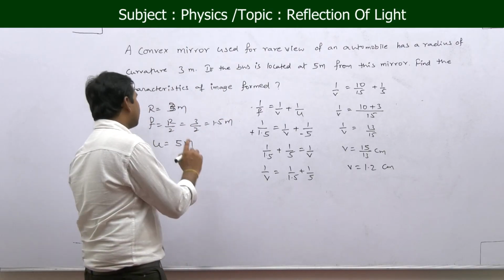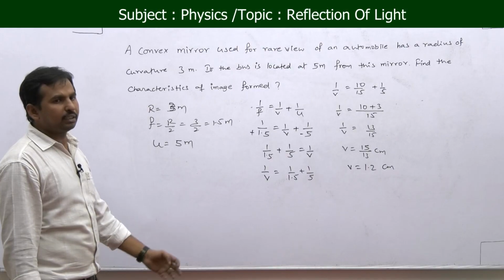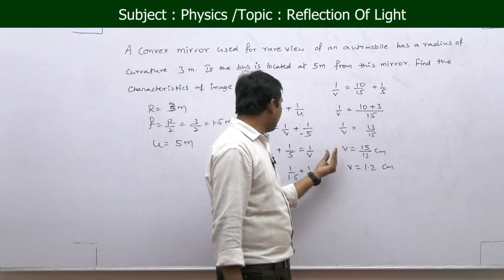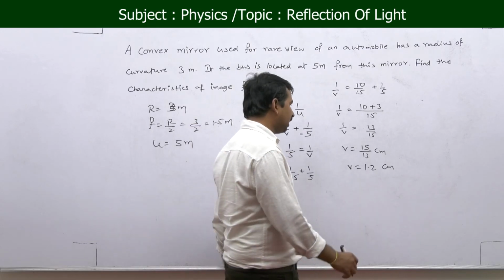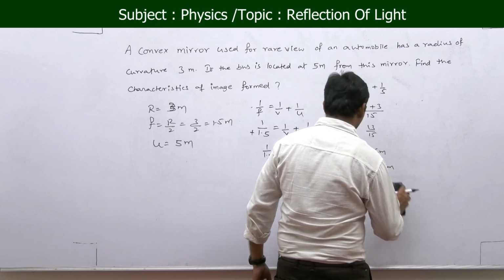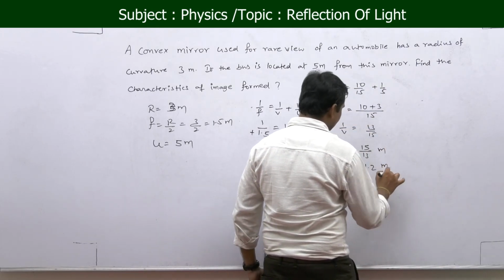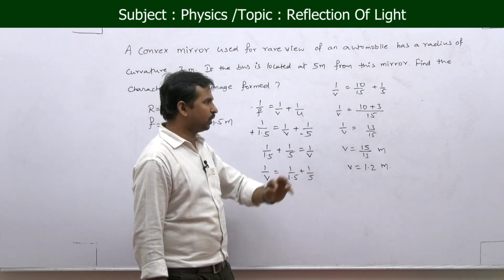Here they are asking to find the characteristics of the image formed. The object distance is given as 5 meters, and here we are getting the image at 1.2 meters. And that we got positive. As it is positive, the image formed here is a virtual image.